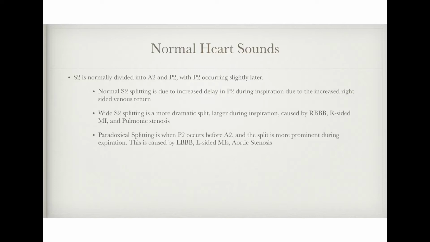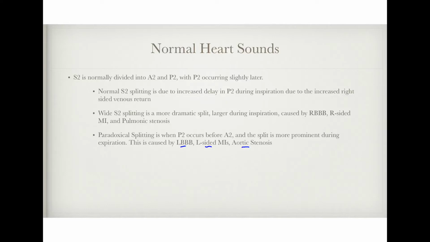Paradoxical splitting is when P2 occurs before A2 and the split becomes more predominant during expiration. So the causes of this would be essentially the opposite of what would cause a wide splitting of S2, which would be anything that would unusually delay left ventricular emptying. So that would be a left bundle branch block, a left-sided MI, or aortic stenosis.